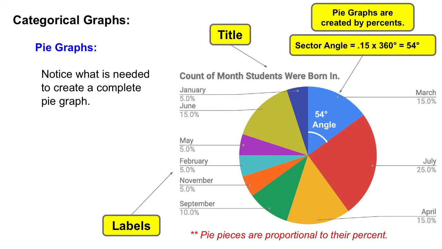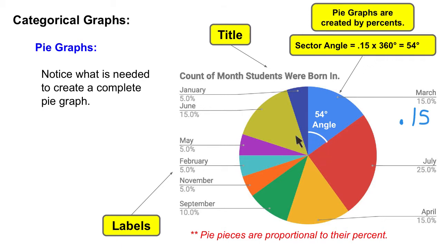One of the things that we can do to try to make an accurate pie graph is to think about how big the angle should be for each section of our graph. So what we would need to do is take our percentage. So for example, looking at March is 15%, and we would convert that percentage to a decimal. So if I convert that percent to a decimal, it's going to be 0.15. Then all we need to do from there is to take that decimal and multiply it by 360 degrees.